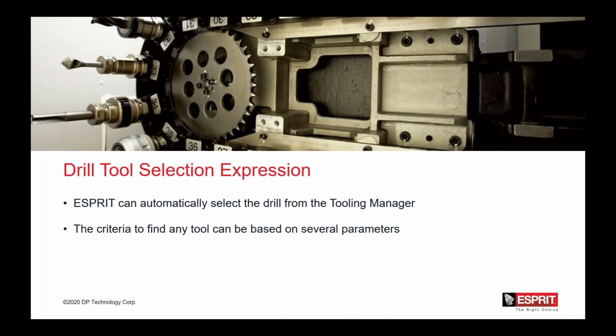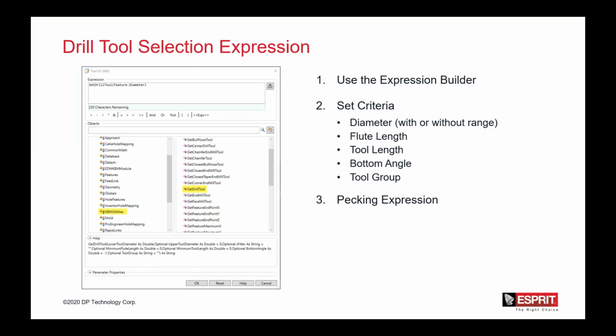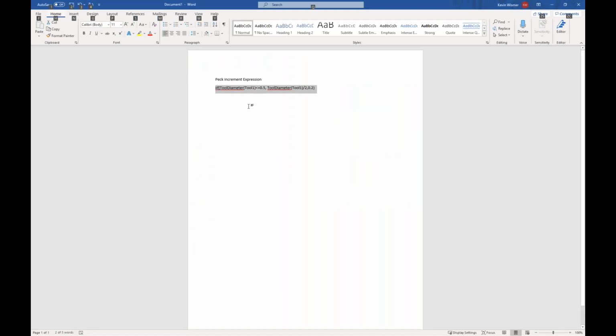And so here you can see this is just the expression builder. We just built one for feature dot diameter. I'm going to show you now one for doing a PEC increment. So right here, I have an expression, and I just have it in a text document. I'm just going to copy it over.